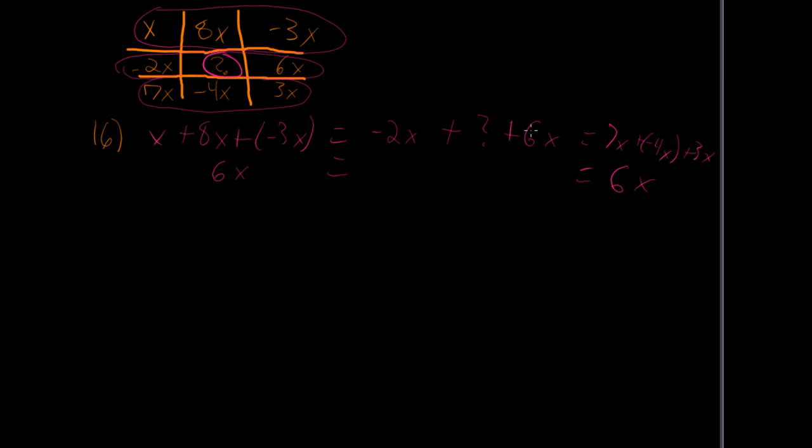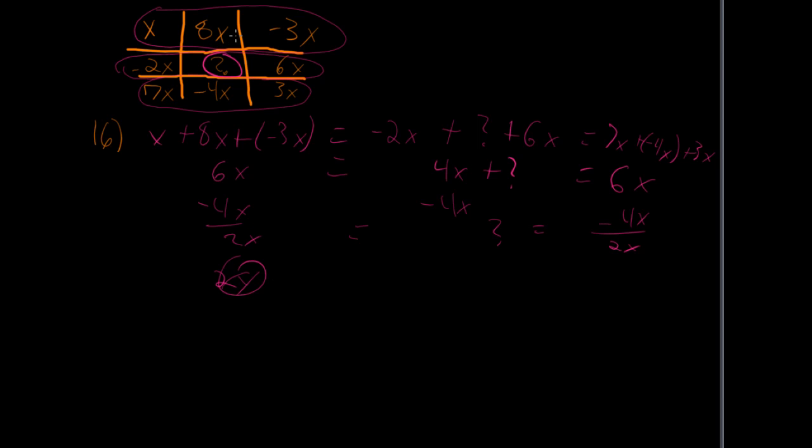So we have negative 2x plus 6x equals 4x plus some term. And what term can we fill into this question mark so that it'll be equal? Well, you could just subtract 4x, and this question mark will be equal to 6x minus 4x, that's 2x. So this question mark is equal to 2x, and that's the answer to number 16.